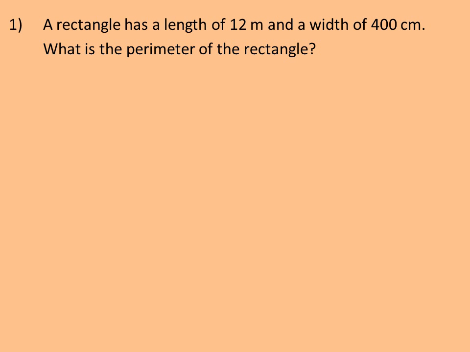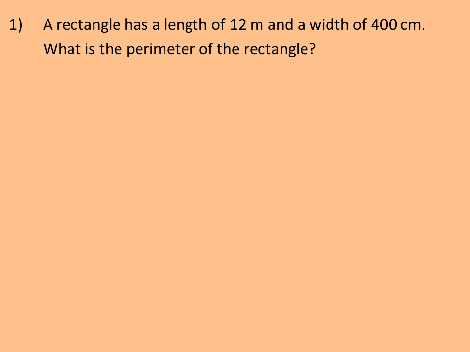Question number 1 at the top of the page. I'm going to read the question once and then we're going to go over it again slowly and read it and underline important information. Number 1. A rectangle has a length of 12 meters and a width of 400 centimeters. What is the perimeter of the rectangle? Okay, this doesn't sound too hard.